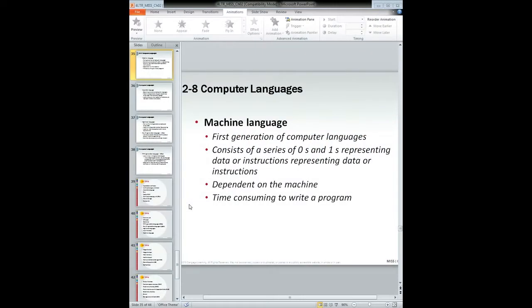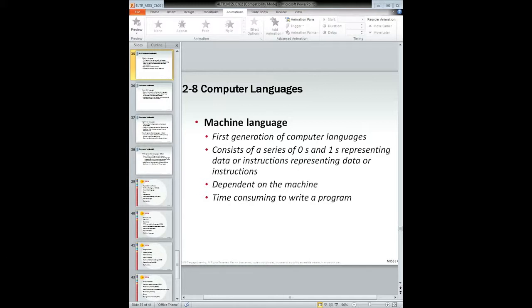Hello everyone, welcome to the last part of chapter 2. In this part, we are going to talk about computer languages. As we have mentioned earlier, computer languages have developed through 4 generations and currently we are using the 5th generation.